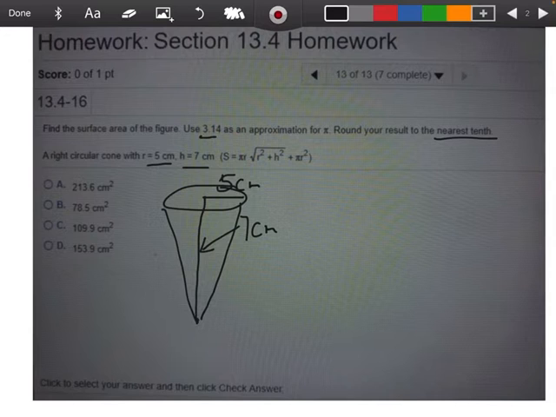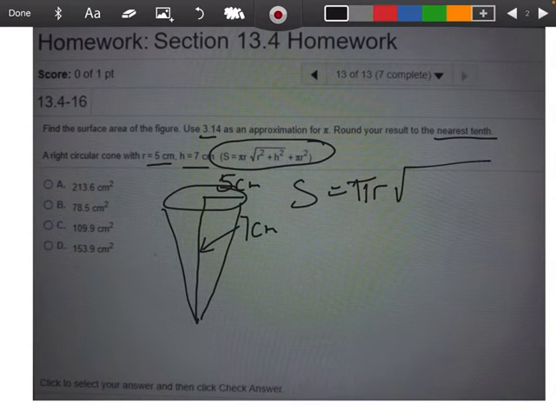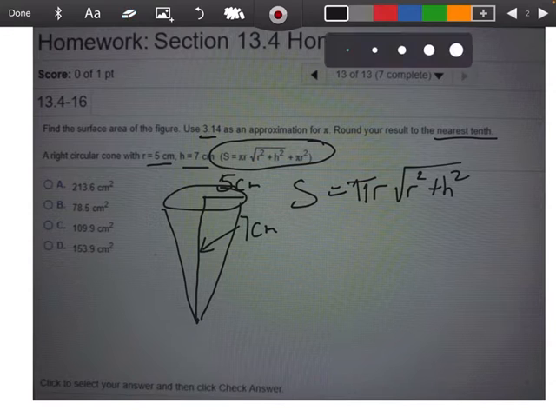So we're just going to use this formula here. And guys, this is going to be very much plug and chug, but I'm going to walk you through the process. So it says pi times r times the square root of r squared plus h squared. I need all of this right here. There we go. Plus pi r squared.